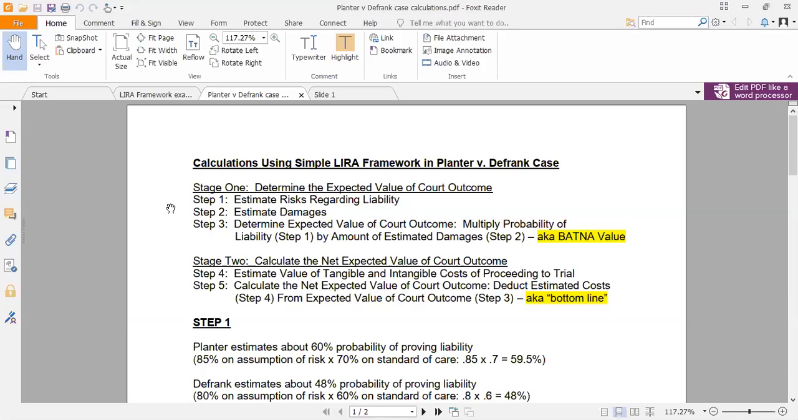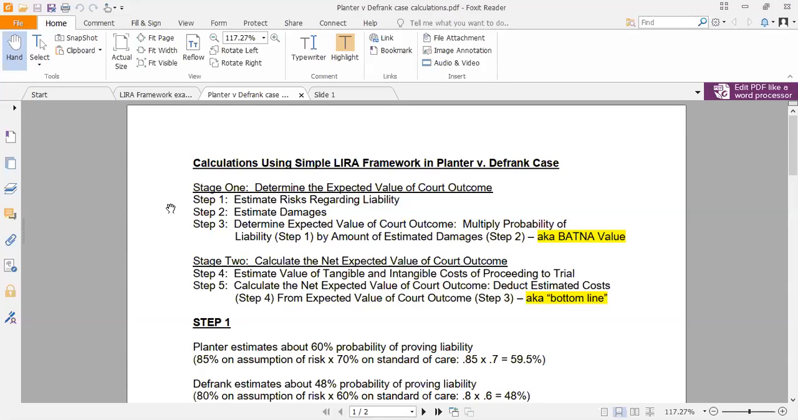And then in stage 2, you estimate the value of the tangible and intangible costs of proceeding to trial. And then you calculate the net expected value of the court outcome by deducting the estimated costs in step 4 from the expected value in step 3. And that produces the bottom line, which is a really important value in settlement.